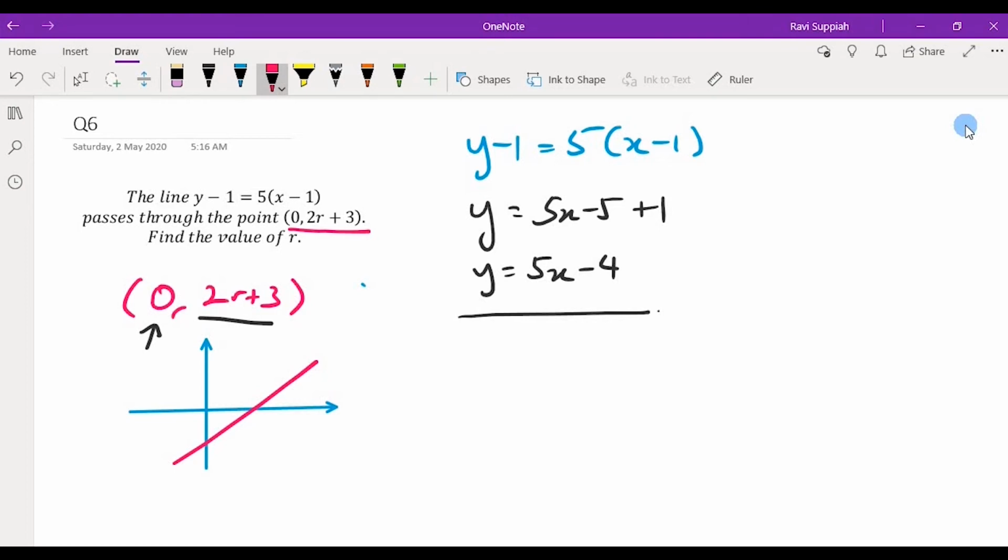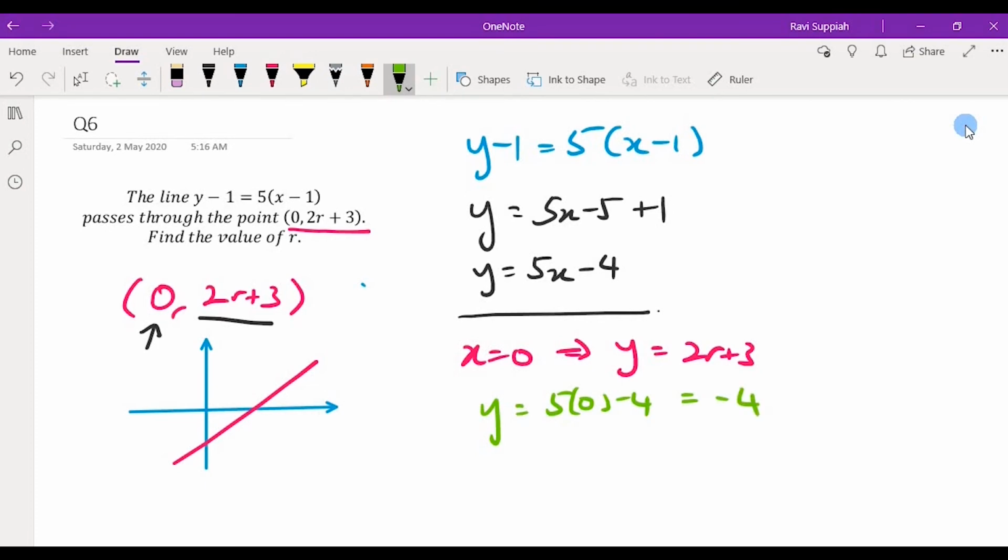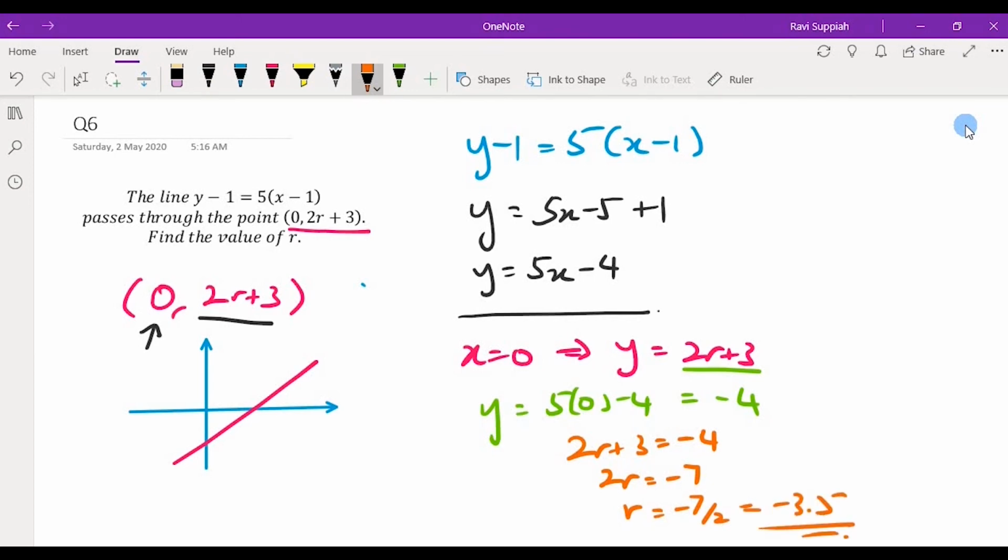So what does this tell us? That means when x equals 0, y will be equal to 2r plus 3. So I substitute this information inside here. y equals 5 times 0 minus 4, which is minus 4, correct? So if y equals minus 4 and y is 2r plus 3, it means that 2r plus 3 equals minus 4, 2r equals minus 7, and r equals minus 7 over 2, which is minus 3.5. Alright, so that is how you approach this question.